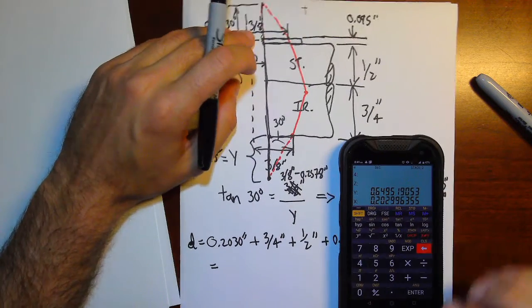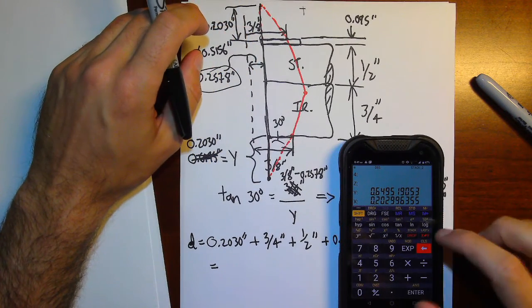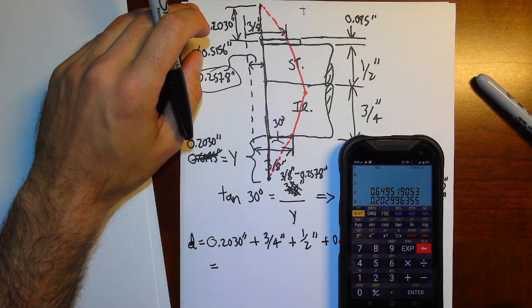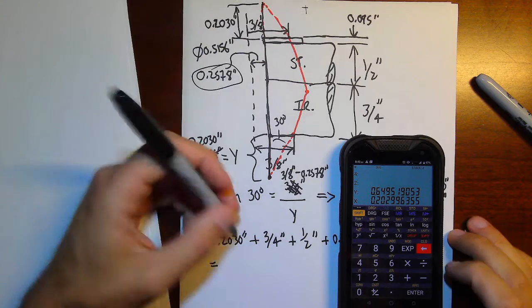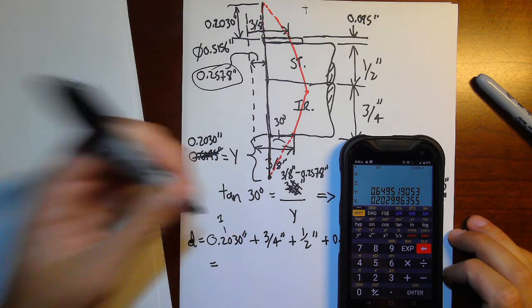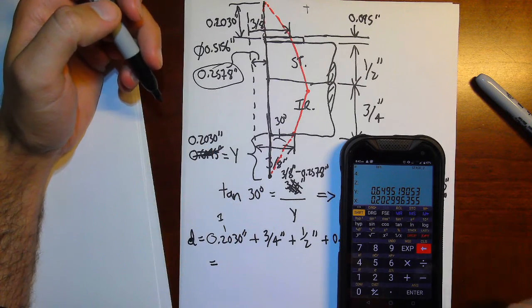So let me just store this quick. And I remember how to do it. There it is. 202. There we go. That's cool. That's just stored in my calculator memory somewhere. I need to keep track of it.